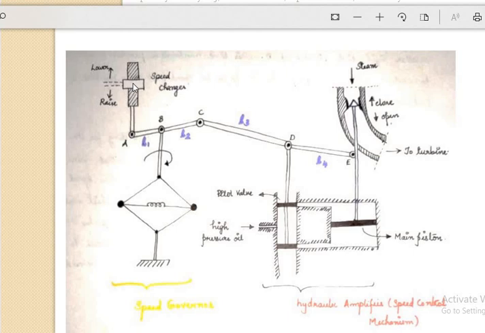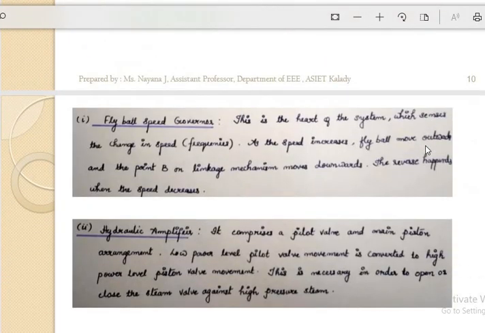You might have done the lab machines experiment. How will you load the machine? By providing a load, there is one weight over there, isn't it? Similarly, this is some weight, and if it is moved upward, it reduces the speed. If you want to reduce the speed of the machine, you can move this upward. If you want to increase the speed of the machine, you can move this downwards. So that is a speed changer, which we can operate manually. So these are the parts of this turbine speed governing system.